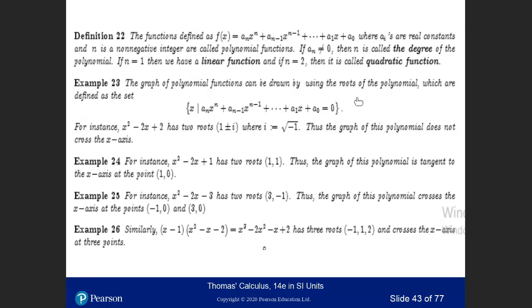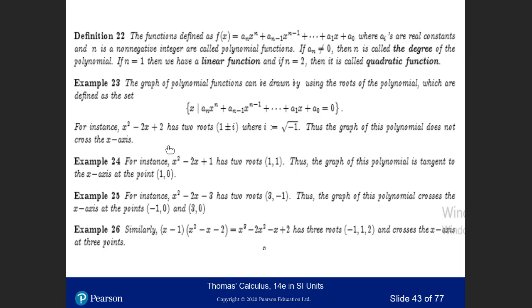You know that. But the graph of polynomials can be drawn by using the roots of the polynomial. The values of x for which the polynomial is equal to 0 are called the roots of the polynomial. In order to draw the graph of these functions, you have to know the roots. It makes graphing much easier.